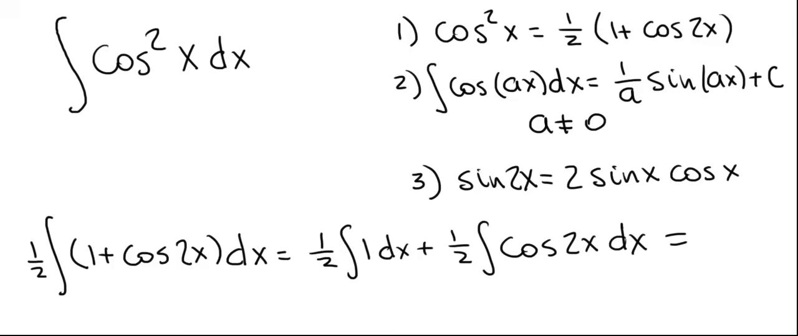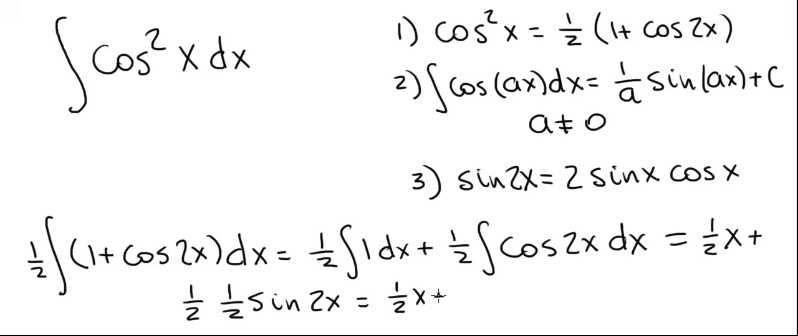The first one is just 1/2 x, and the second one, by result number 2, is 1/2 in front and then times 1/2 sine of 2x. So this is 1/2 x plus 1/4 times sine of 2x.